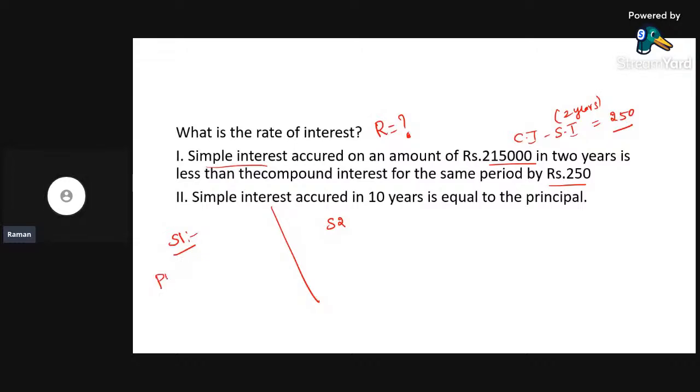The difference formula for 2 years is P times (R over 100) squared. This is the difference formula for 2 years, and this is equal to 50. And what is this 2,15,000? Suppose I substitute, so you solve it. So statement 1 is sufficient.